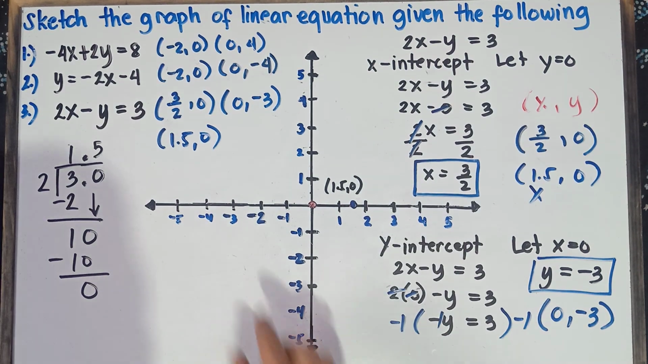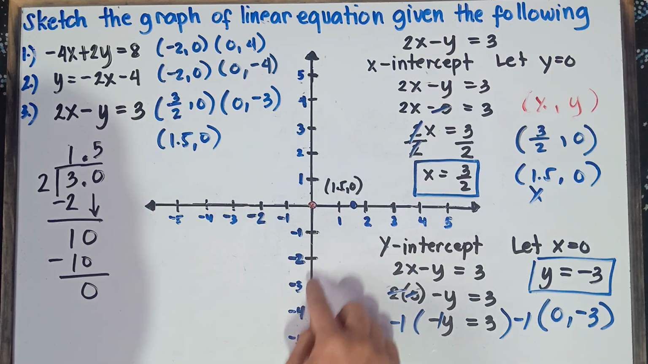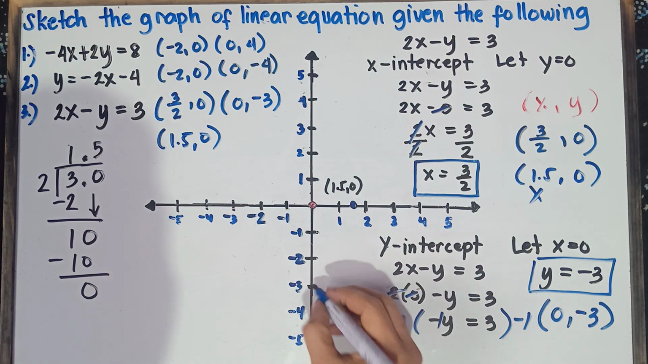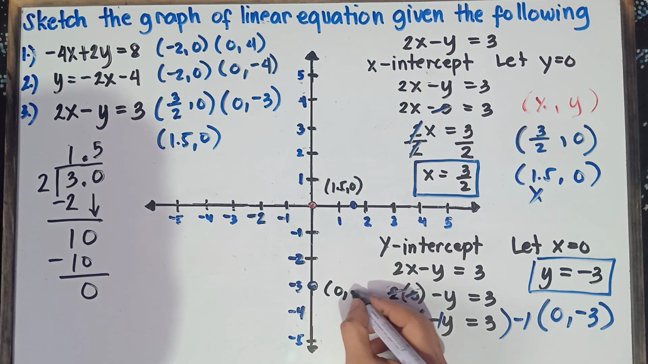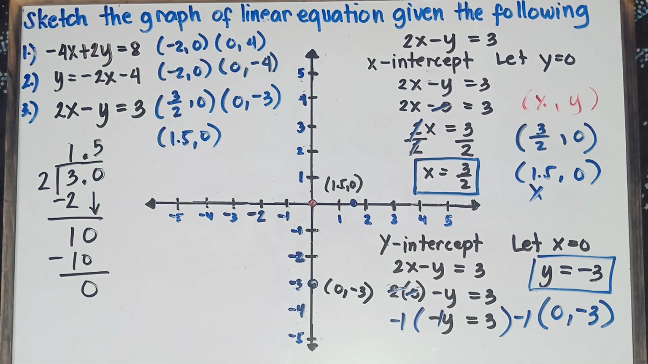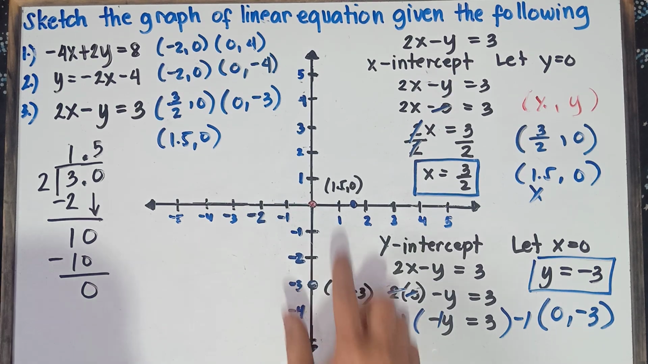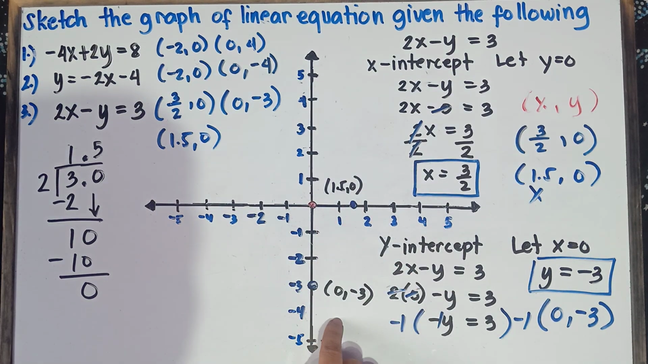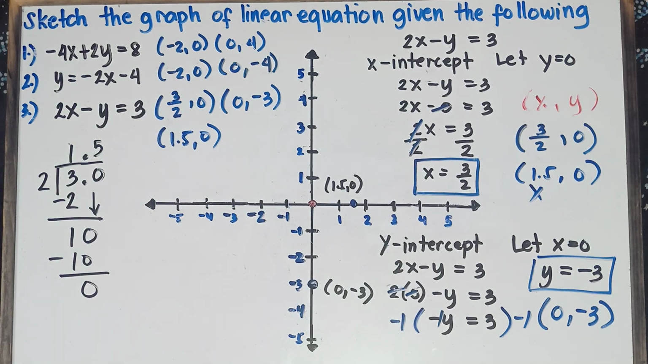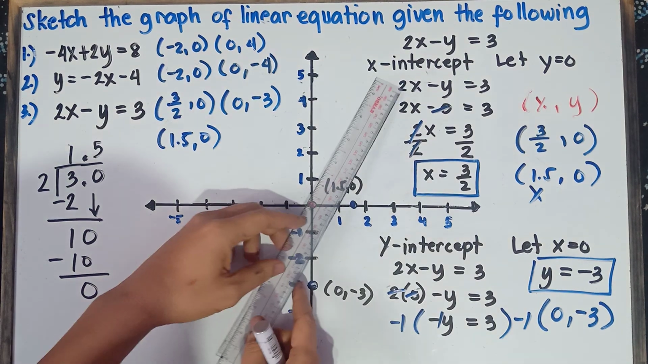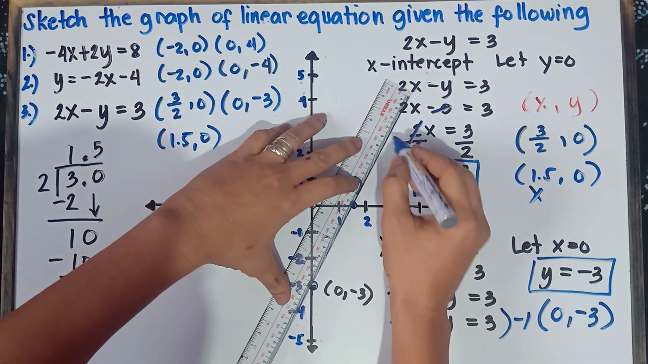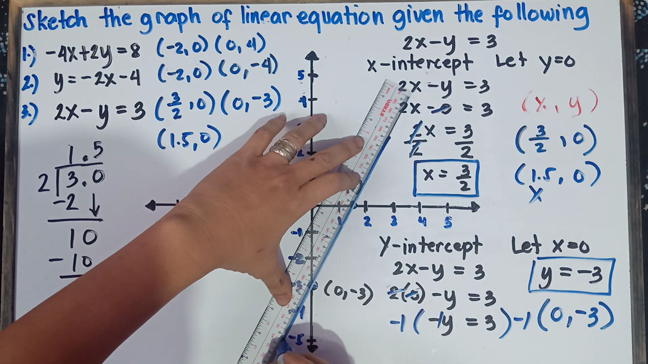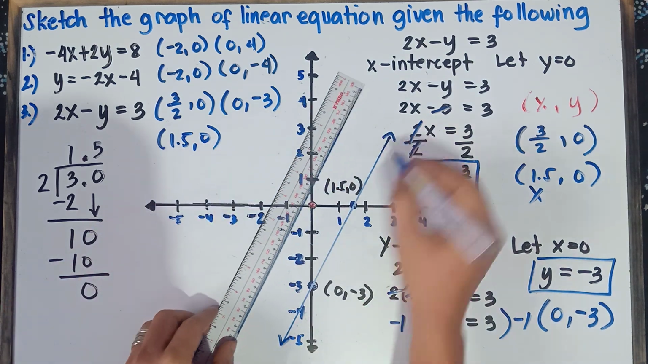Alright, and then this one, 0 for x, and y is negative 3. This one right here. So this is 1.5 for x and y is 0. This one is 0 for x and y is negative 3. That's it, class. And then simply connect the points, and you're all set.